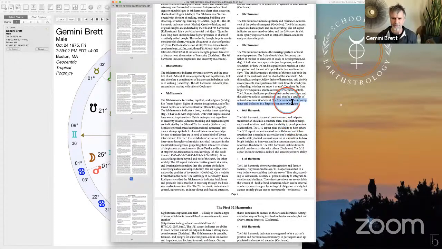So this transmission of the 9th kind surprises me. I typically see things more like this. The 9th harmonic is the fruit of the tree. It is both the chart of the soulmate and the chart of the soul itself, or the soul of the chart, some say. Additionally, astrologer David Addey, father of harmonics, in his Western review and exploration of them, said the 9th also represents some particular life work towards which you are heading, whether we know it or not.